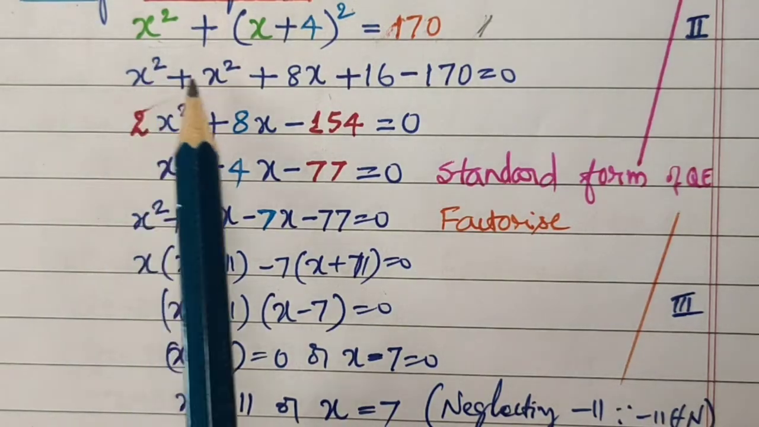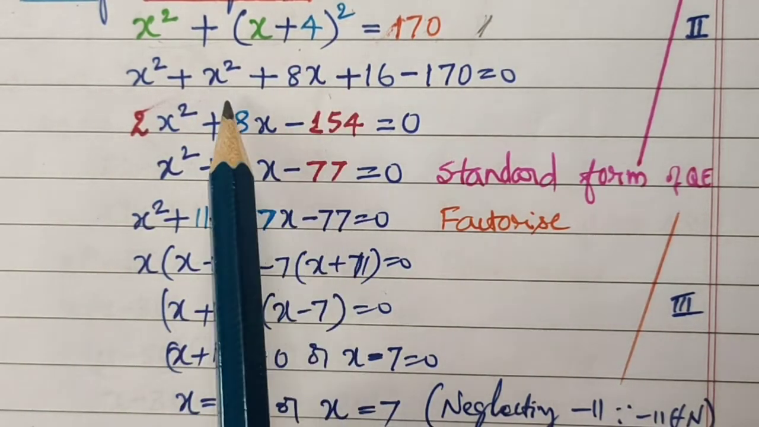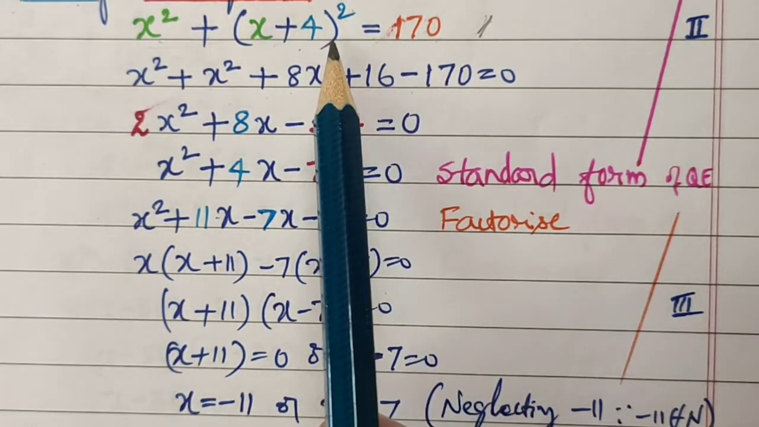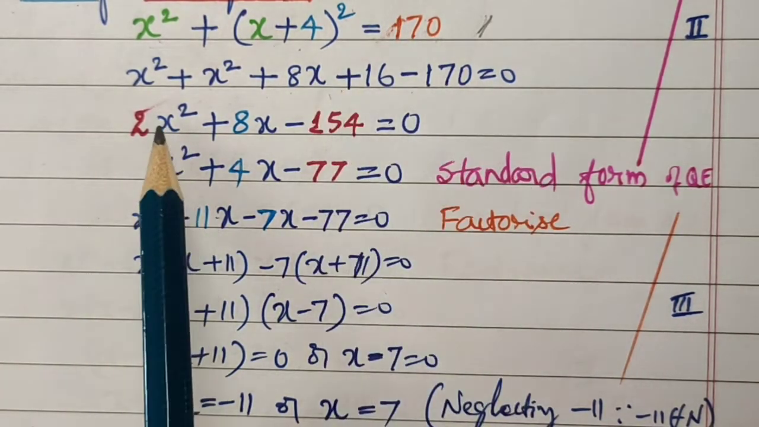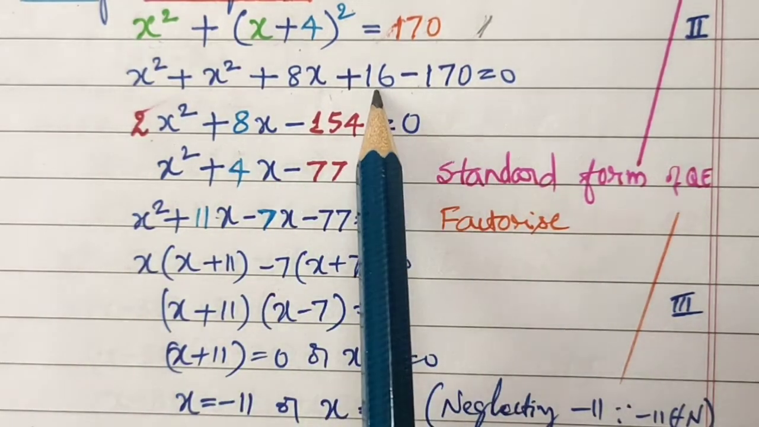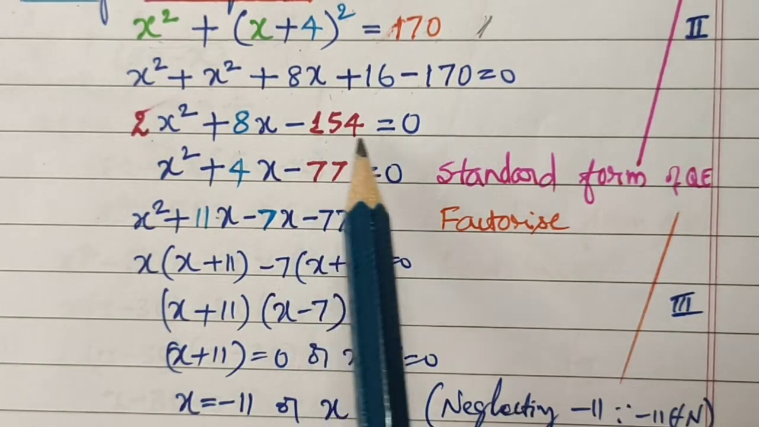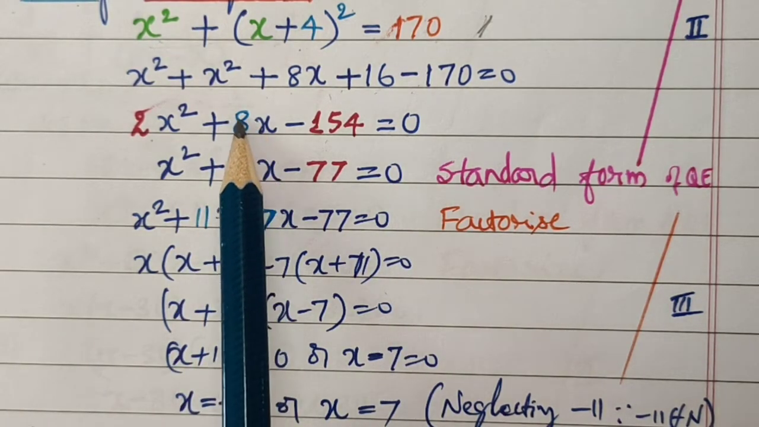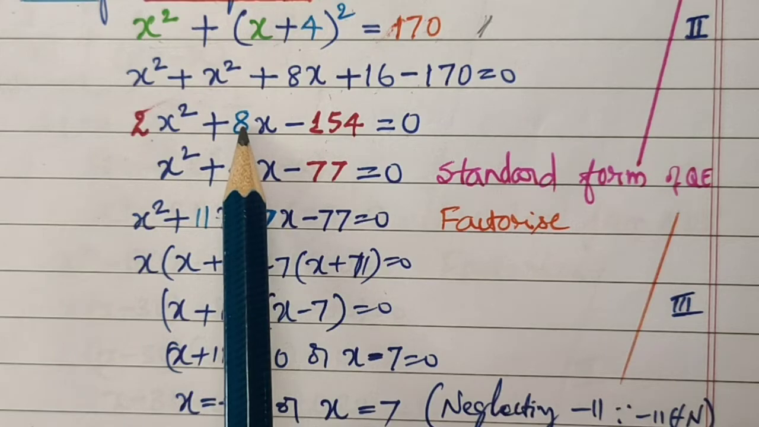Expand this: (x + 4)² is equal to x² + 8x + 16, minus 170. When you bring it to this side, it will be minus 170. Then x² + x² is 2x², then 8x, then minus 170 + 16 will give minus 154, that is equal to 0.